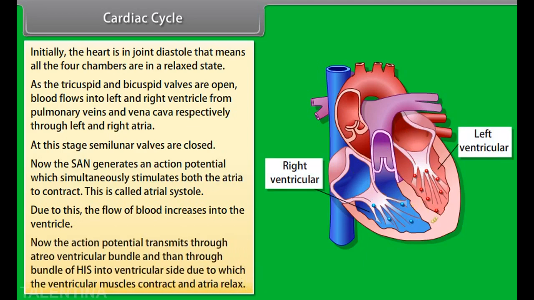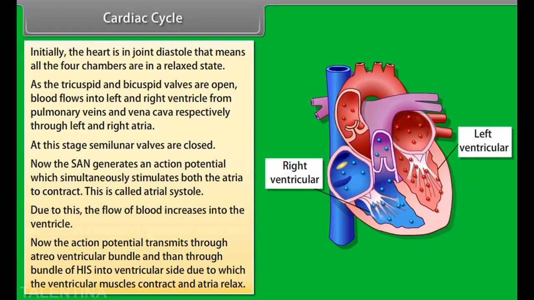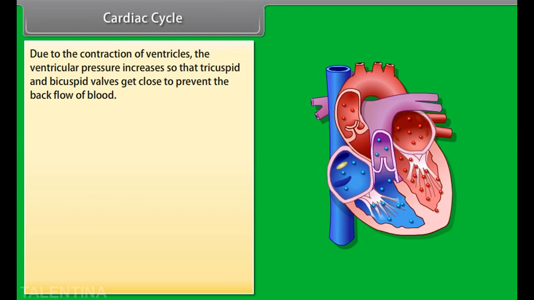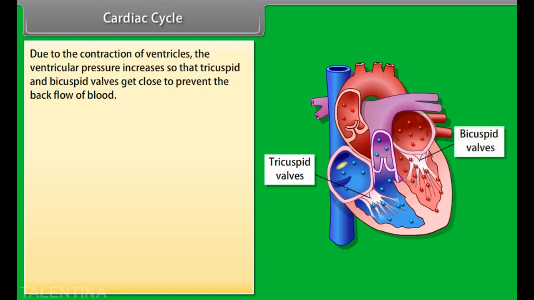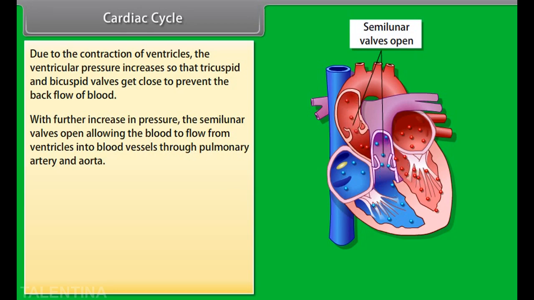Now the action potential transmits through atrioventricular bundle and then through bundle of His into ventricular side, due to which the ventricular muscles contract and atria relax. Due to the contraction of ventricles, the ventricular pressure increases so that tricuspid and bicuspid valves get closed to prevent the backflow of blood. With further increase in pressure, the semilunar valves open, allowing the blood to flow from ventricles into blood vessels through pulmonary artery and aorta.